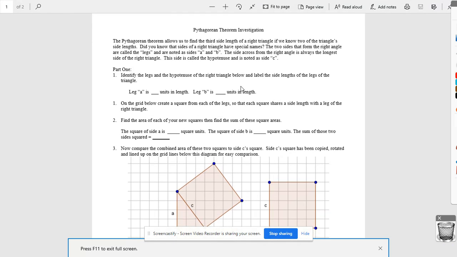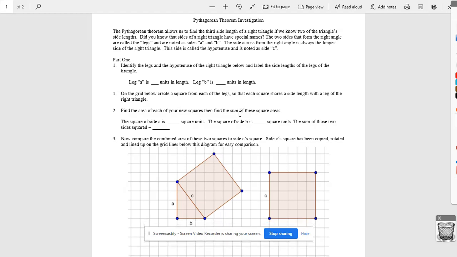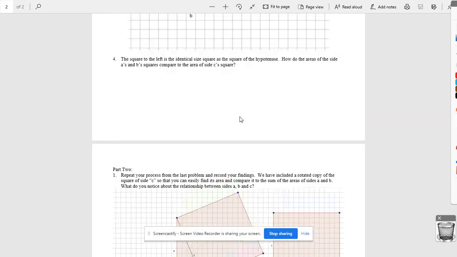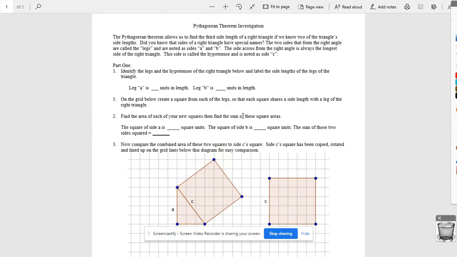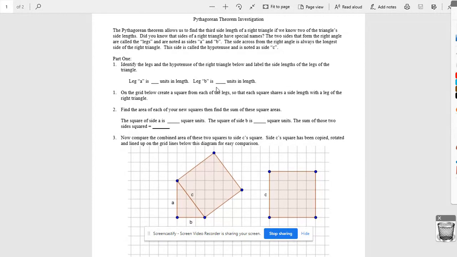Alrighty, geometry folks, today we're going to be talking about the Pythagorean theorem. If you were in class, you should have already gone through this. You could use this as a reference. After we finish this sheet, we are going to work on some examples, so you can stick around for us. And we're also going to talk about the converse of the Pythagorean theorem a little bit at the end of this video as well.